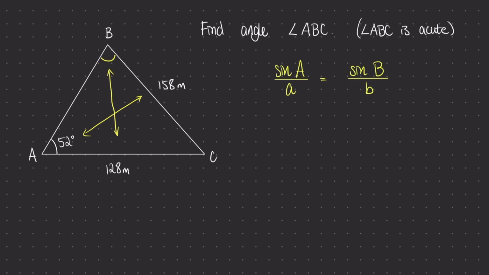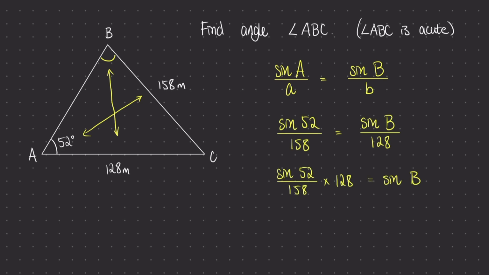Now let's plug in what we know. We can now multiply both sides by 128. Once we've done that, it's time to do the inverse of sine of both sides of this equation. Now I can just place the left-hand side of this equation into my calculator and solve for B. I can do that because I know that ABC is an acute angle, and the calculator is always going to give me the acute angle in this situation, giving me my final answer, 39.7 degrees.